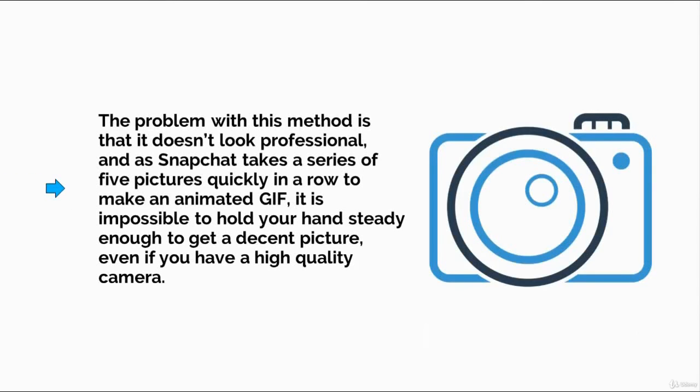The only problem with this method is that it doesn't look professional, and as Snapchat takes a series of 5 pictures quickly in a row to make an animated GIF, it's impossible to hold your hand steady enough to get a decent picture, even if you have a high-quality camera. For brands, this is just unacceptable. However, there is a way to get your profile photo to be your logo and insert it digitally so that it is as high quality as possible. We'll get into that bit later on.